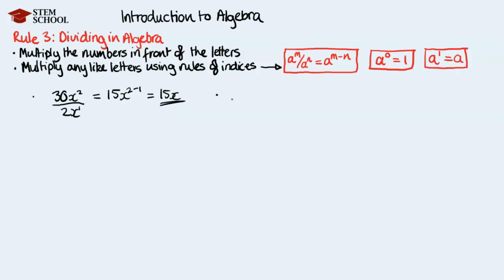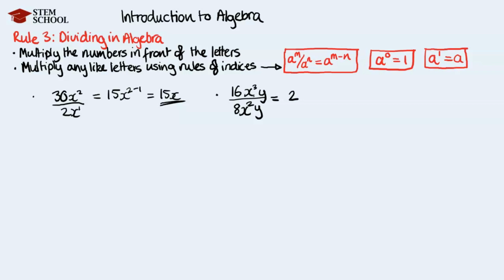Let's do one more example. We'll do 16x cubed y, so make it a little bit more complicated. We're dealing with another letter. In the denominator we have 8x squared y. Just like before, you divide the numbers in front of the letters, so it'll be 16 divided by 8, and you'll get 2. So you've dealt with the numbers.